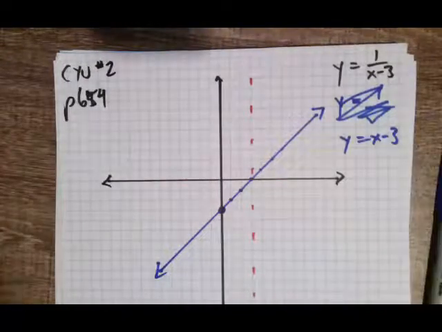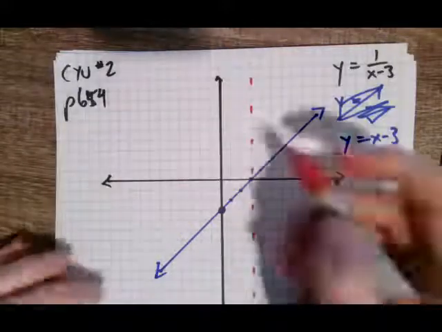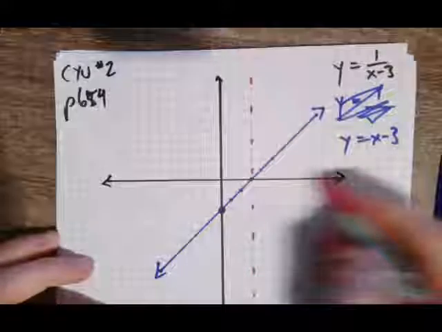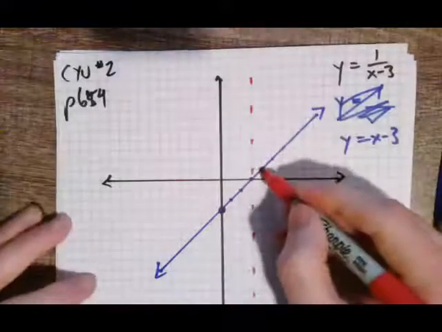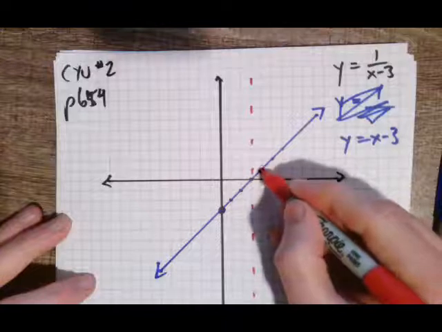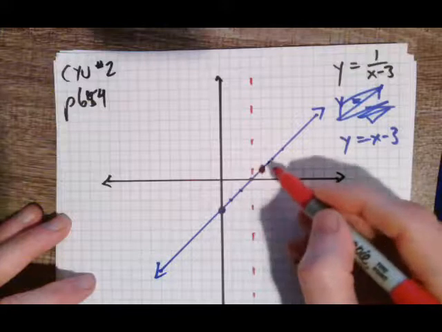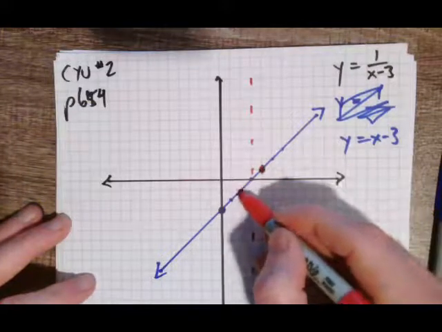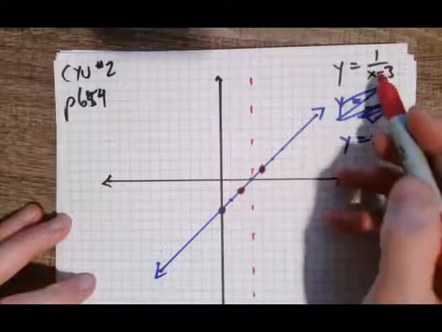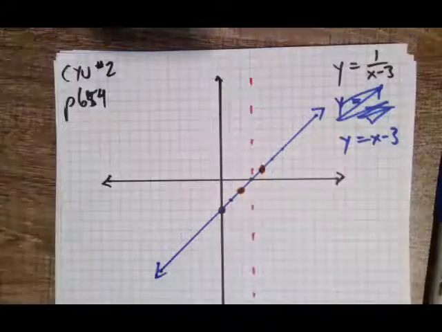Also remember invariant points. This will help you to know kind of where it's going. Where y equals 1, I keep saying 1 and 1, I'm sorry. Where y equals 1 and where y equals negative 1, this reciprocal function is going to go through those points.